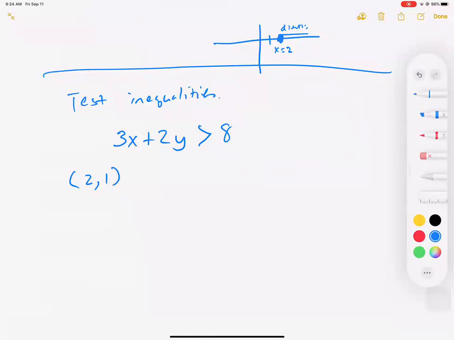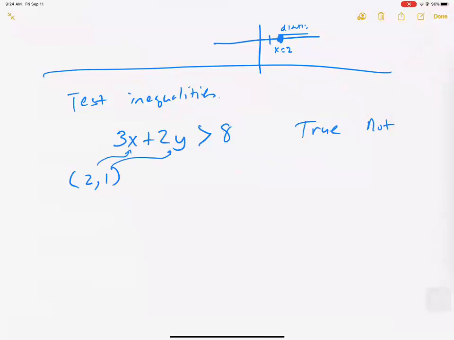Go ahead and plug it in. Plug in the x and y, and tell me if this is a true statement or not. If it's true, you're going to click yes, and if it's not true, you're going to click no in the participants. Okay? Go ahead and check it. Actually plug it in and see if it's true or not true. Take a moment to do that.